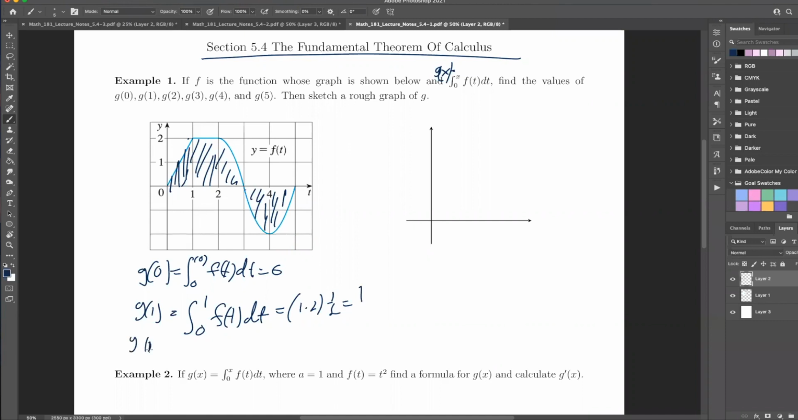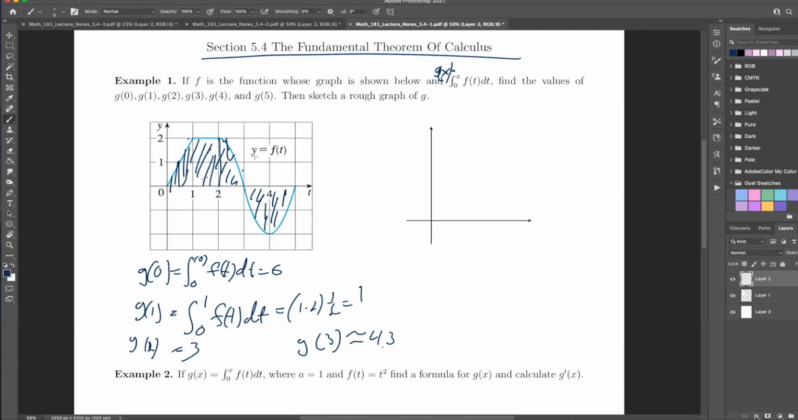G of 2: I'm just going to add this area. So what I'm adding here, I'm just adding 2 to G of 1. So that'd be 3. Okay. And then here we can kind of just estimate from there on. G of 3 is going to be estimated to be about 4.3, because if I took this little bit, added it here, that'd be about 1, and I have some left over, so I'm just going to say 0.3. This is an estimate. It could be like 0.5.